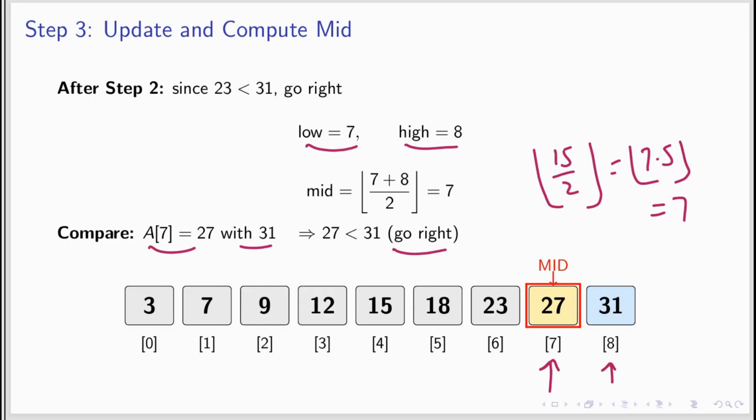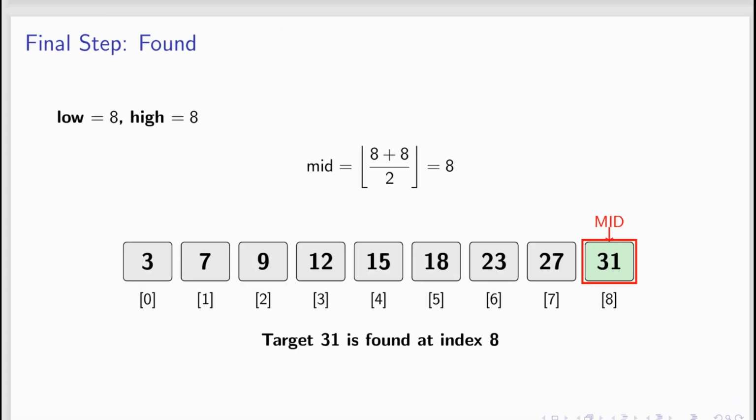Now the low value will be changed and the high value is still the same. Low and high will reach the same position. Okay, 8 plus 8 divided by 2, 16 divided by 2, 8. 16 divided by 2, you will get 8. And now they will find the mid on index number 8, 31, and 31 is our searching element. So we can say that 31 is found at index number 8.